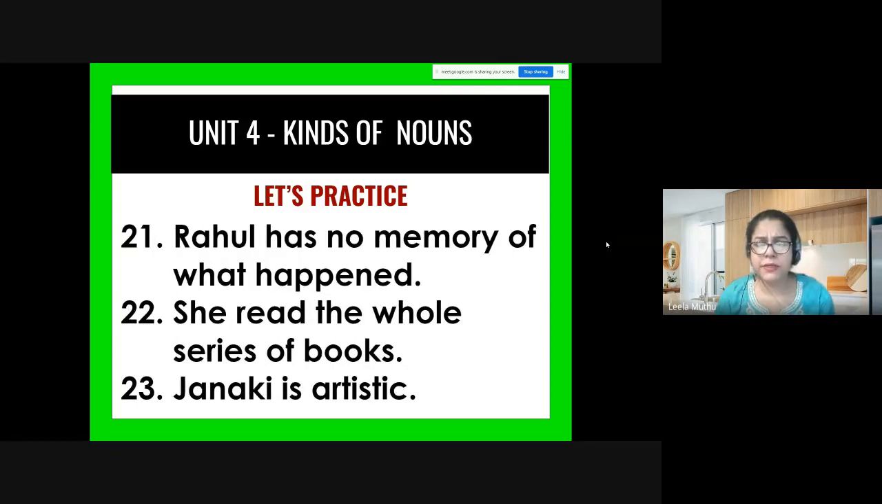Oh my goodness, I've done so many. Rahul has no memory of what happened. The word Rahul is a proper noun. I think memory is an abstract noun.